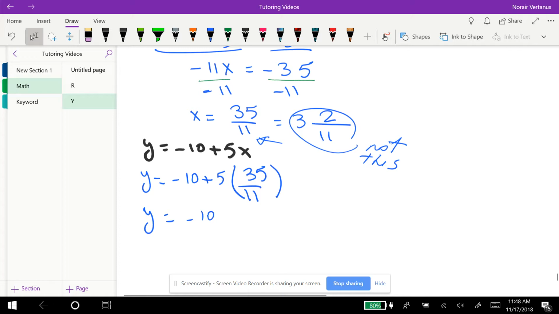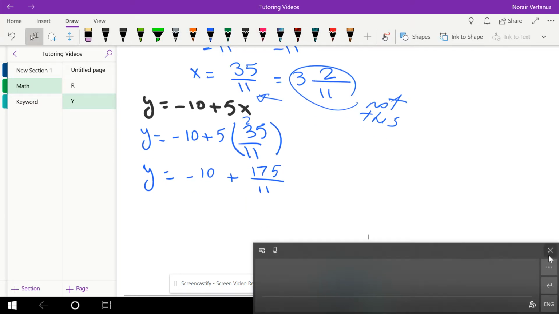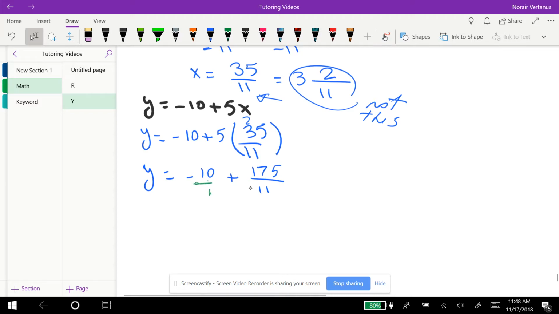y is equal to -10 plus 5 times 35. What is that? 5 times 5, 25. 5 carry 2. 3 times 5 is 15 plus 2, 17. 175 over 11. We can make a common denominator. Let's deal with fractions right now. This is over 1. If you want to add these two fractions, denominators have to be the same, right? So they have to be 11. I'm going to change them to 11. So this is not going to change because it's 175 over 11, but this is going to change.